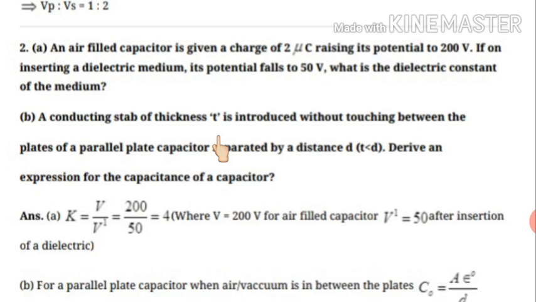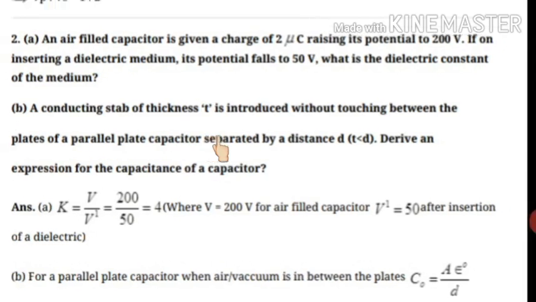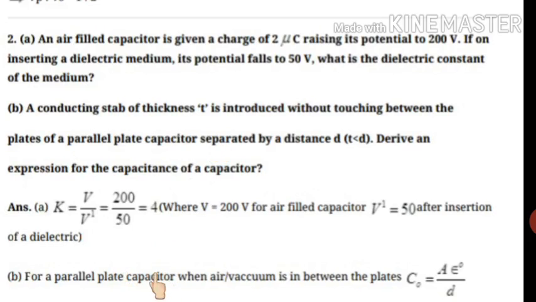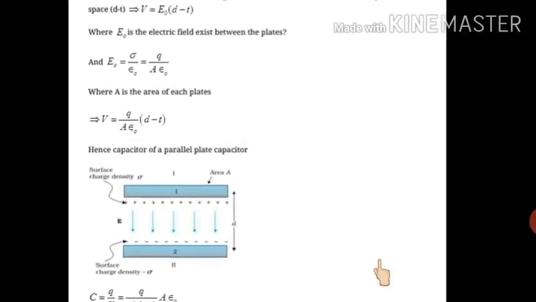Actually, we know that for a parallel plate capacitor, when nothing is there, the value is C equals epsilon naught A upon D. Now they are asking us to derive the expression for a conducting slab introduced between the two plates. I think this is clear. So, for a parallel plate capacitor, when vacuum is there between the plates, C naught is given by epsilon naught A upon D. Okay, now.